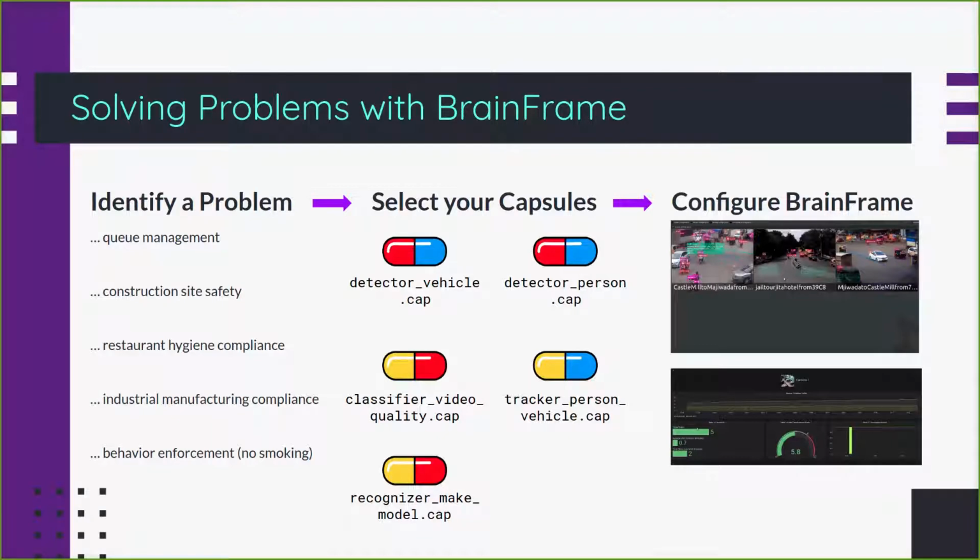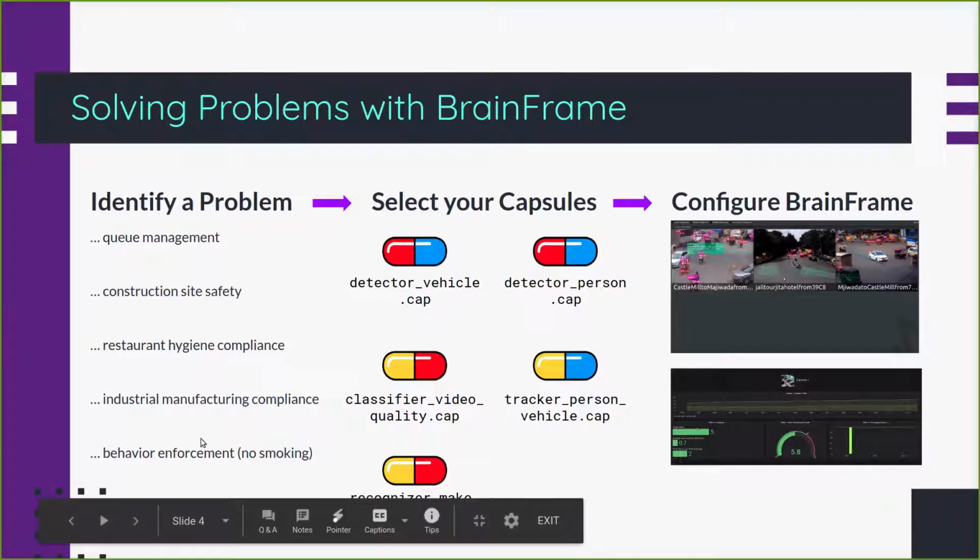And so the reason this is so powerful is now with one video analytics system, such as BrainFrame, you can identify different problems, such as, here we have a couple examples, like in a store, finding out how long someone has been waiting at the checkout line, or in construction sites, seeing if workers are wearing their safety helmets, making sure people are washing their hands in restaurants. So you have to find whatever problem you want to solve, and then instead of programming your own video analytics system, you just make the capsules or select existing capsules that will help you get that information from the video.